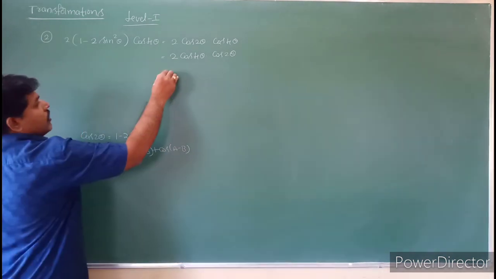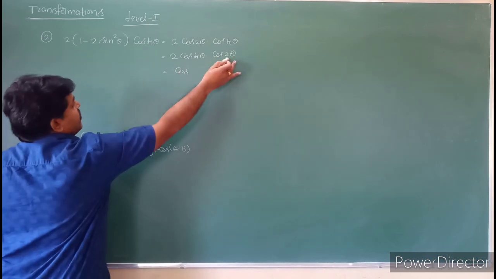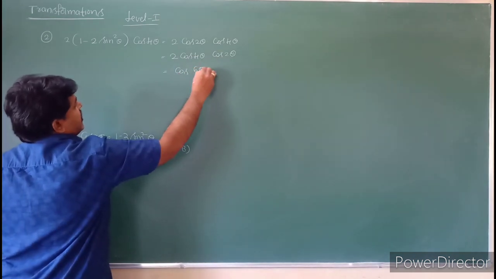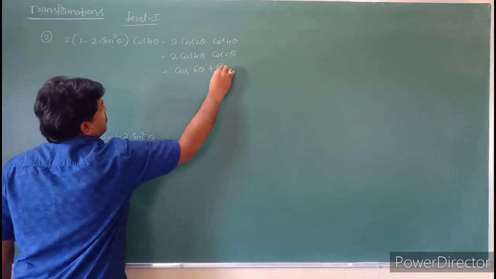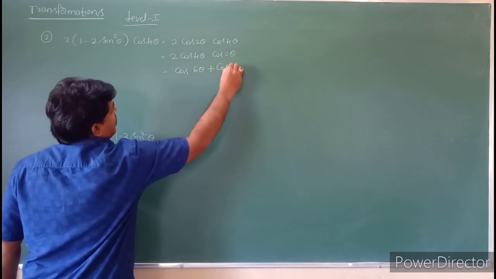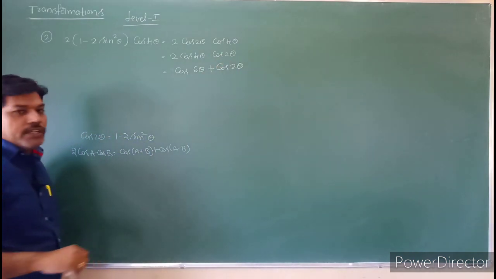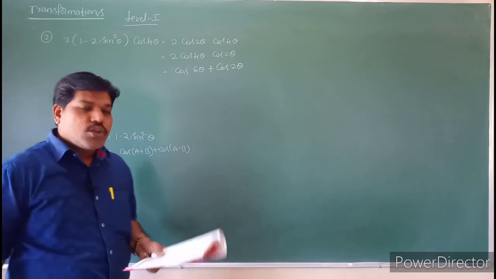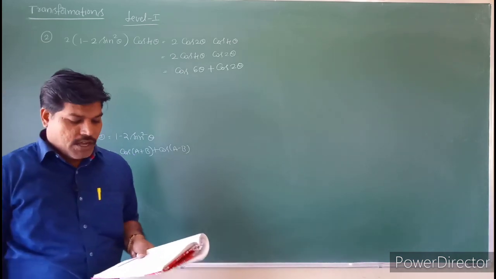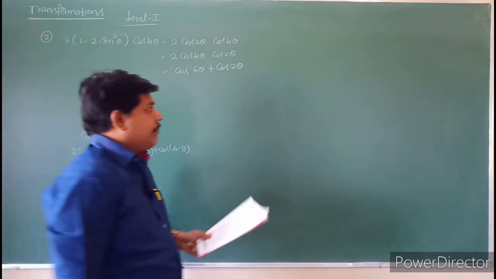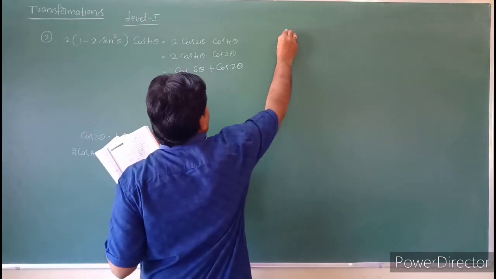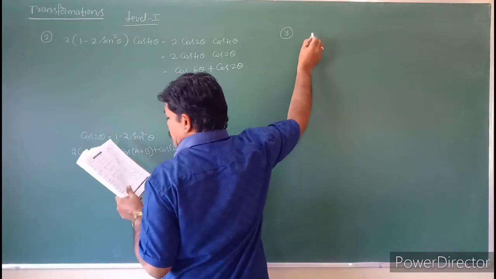Apply the formula: equal to cos of A plus B. A plus B is nothing but 6 theta, plus cos of A minus B, that is 4 theta minus 2 theta. It will become cos 2 theta. So check the answer, students. Option 3 is the answer. Okay. So see question number 3. So what is question number 3? So see that question, students.